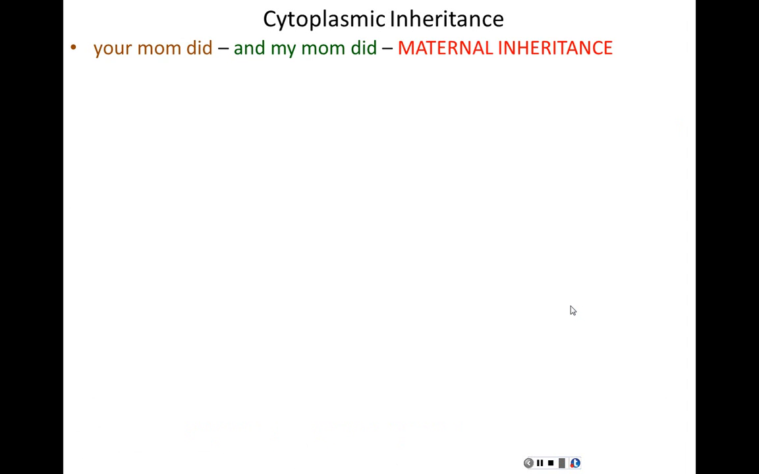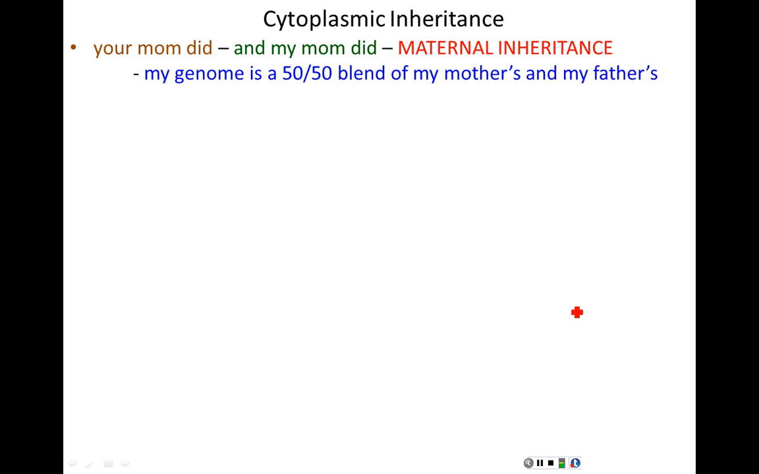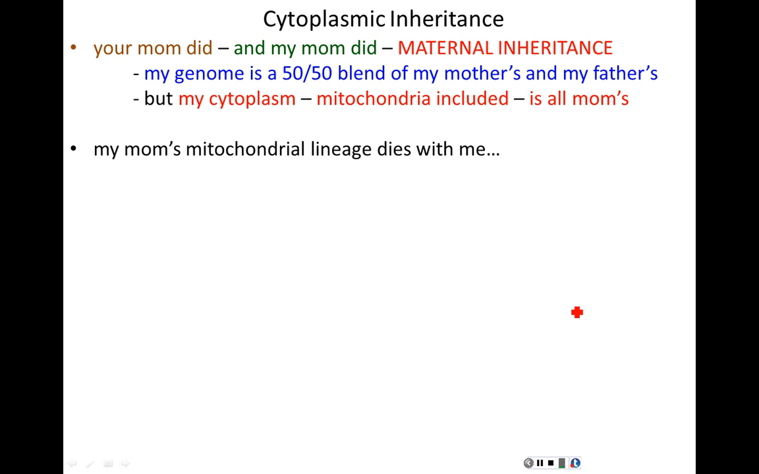So your mother gave you your cytoplasm. My mother gave me my cytoplasm. Your mother gave you your mitochondria. My mother gave me my mitochondria. So this falls under the umbrella of maternal inheritance, things we inherit only from our mothers. My genome is a 50-50 blend of my mother and my father's DNA. 50-50, right down the line. But my cytoplasm, my mitochondria, my mitochondrial genomes, the DNA in my mitochondria, that's all my mother's.